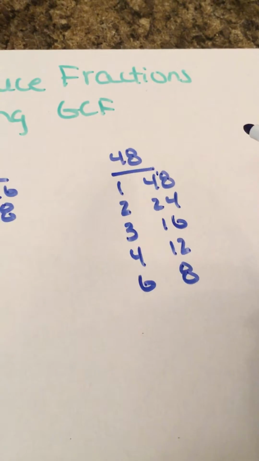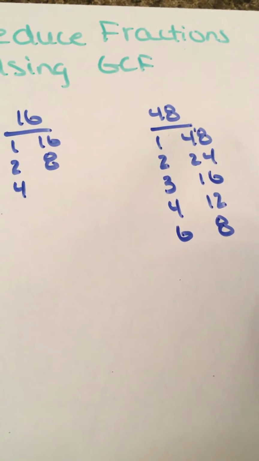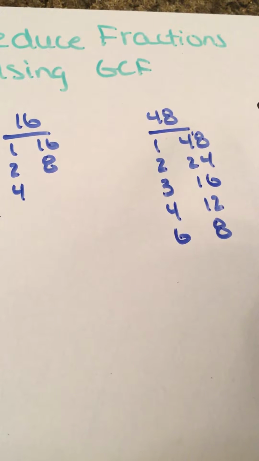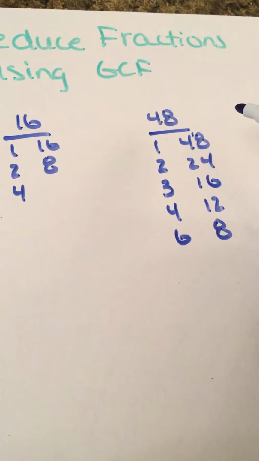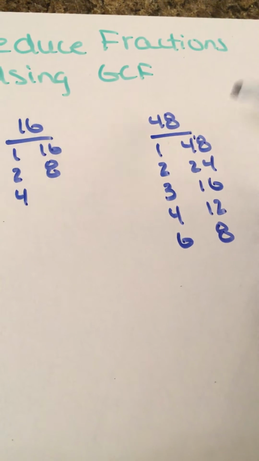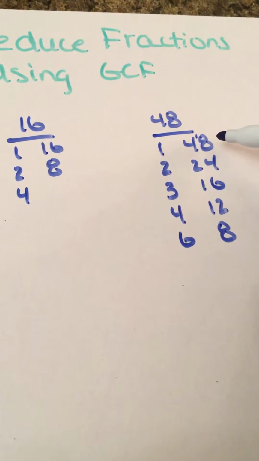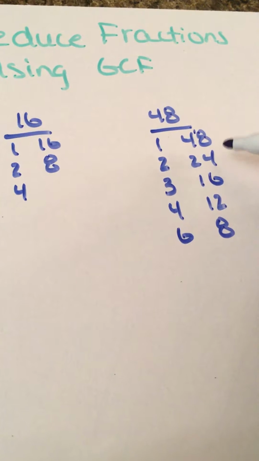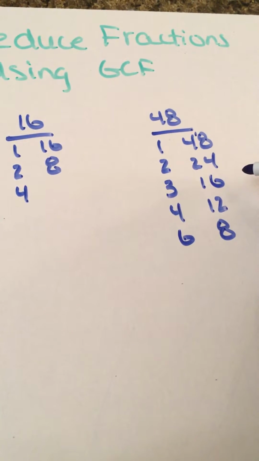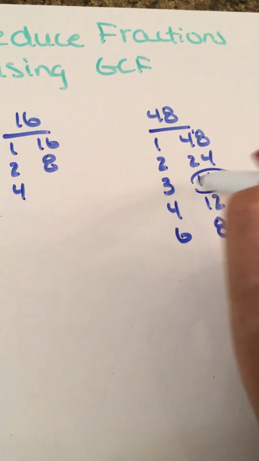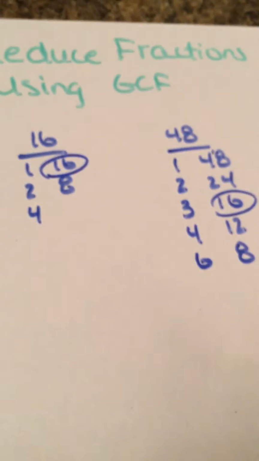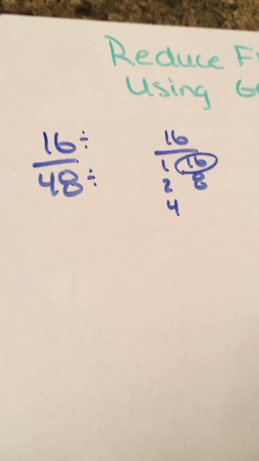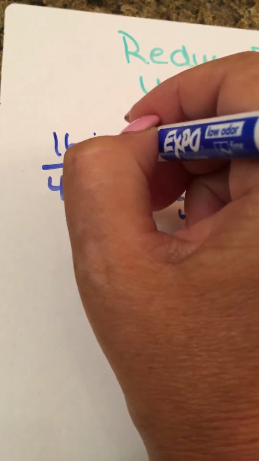So now let's look at both sets of numbers. I need the largest number that we find in both of them. And now this one's pretty easy to see, but let's just do it the way I want you to. So start with the biggest number. Is 48 in both? No. Is 24 in both? Nope. Is 16 in both? Ding, ding, ding, ding. We have a winner. 16 and 16. So that is what I'm going to divide these two numbers by.